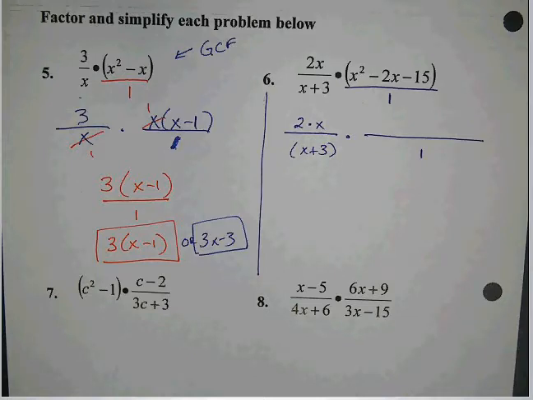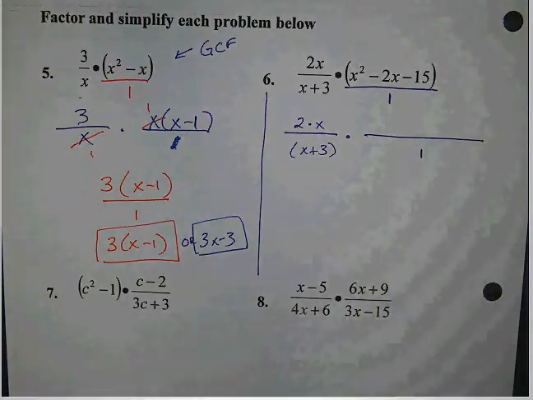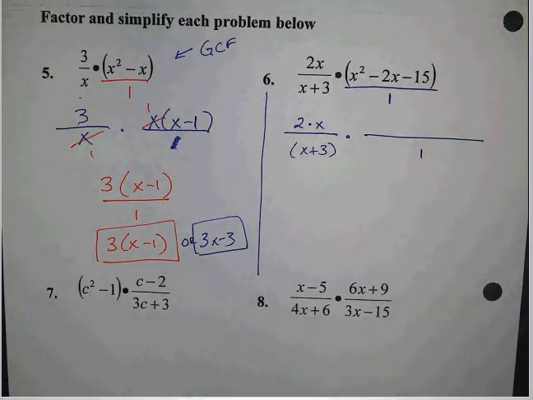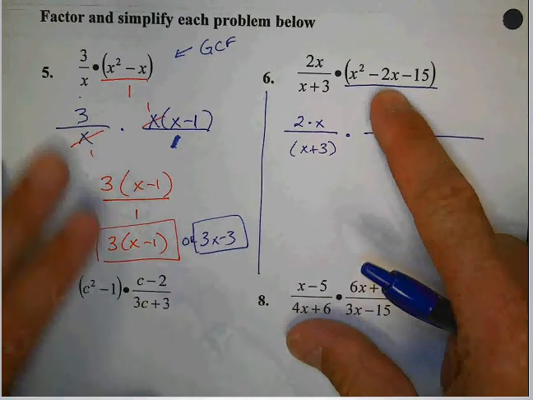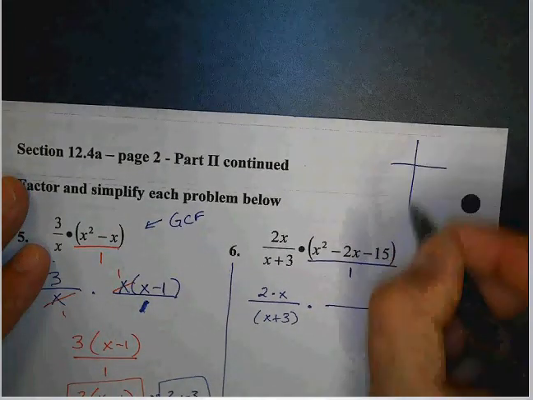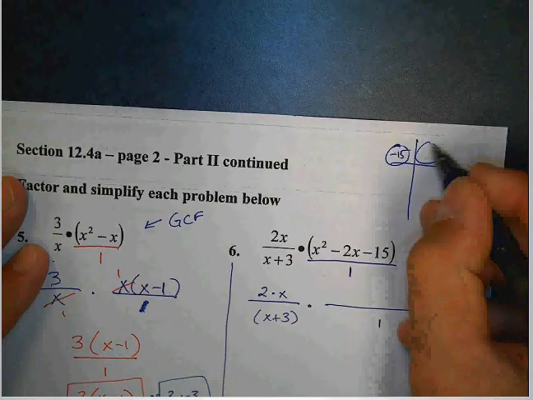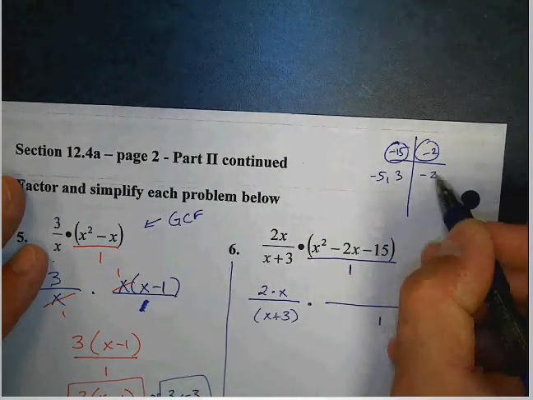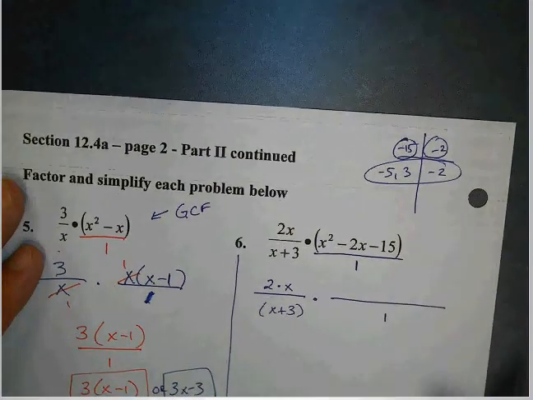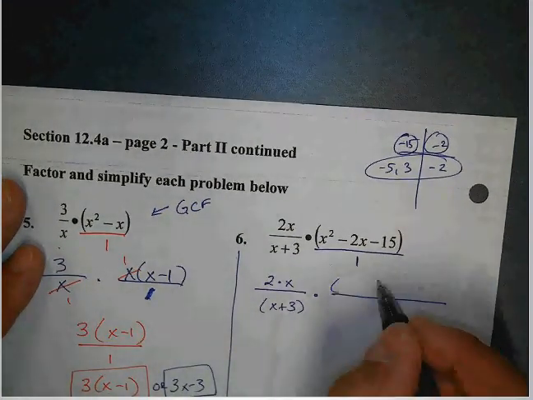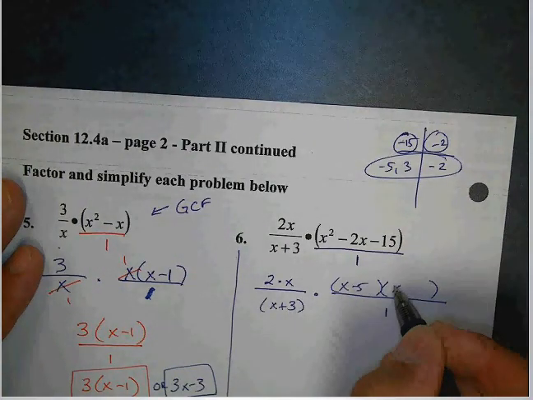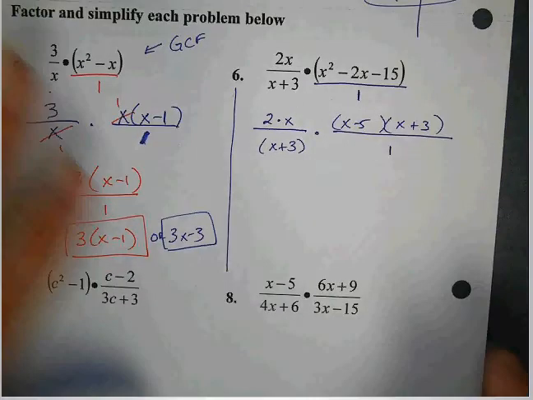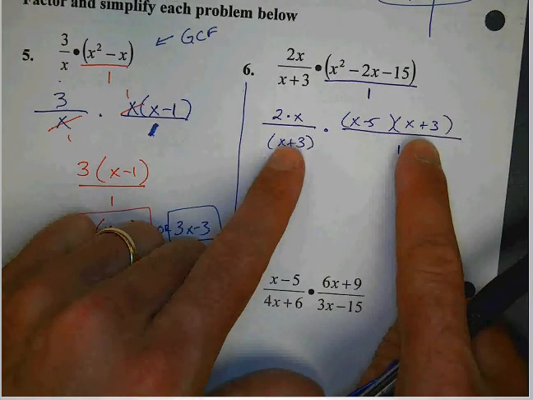What is positive 3 times what is negative 15? Negative 5. What's negative 5 plus positive 3? So does it work? If I went off to the side here and asked what multiplies to negative 15 that adds to negative 2, we would say negative 5 and 3. So I would put my parentheses, x minus 5, x plus 3. And our suspicion that positive 3 was one of the 2 factors is correct.